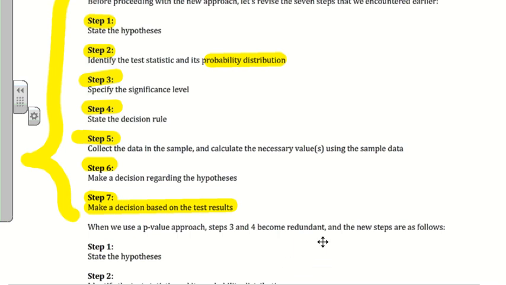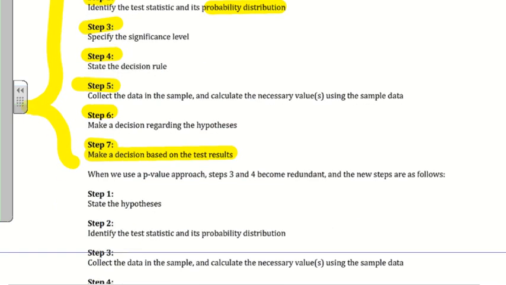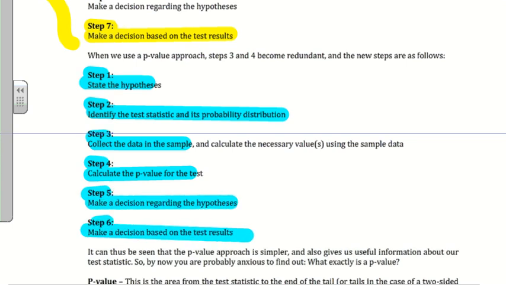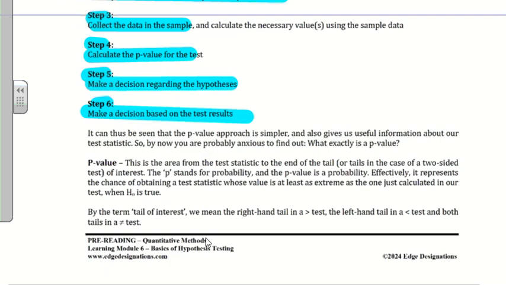When I'm using the p-value, let's just change our color. Step 1 stays the same, state the hypothesis. Step 2 is the same, identify the test statistic and its probability distribution. Step 3, collect the sample data. Step 4, calculate the p-value. Step 5, make a decision, and step 6, conclude. So you can see we do drop one of the steps. What exactly is this thing called the p-value?